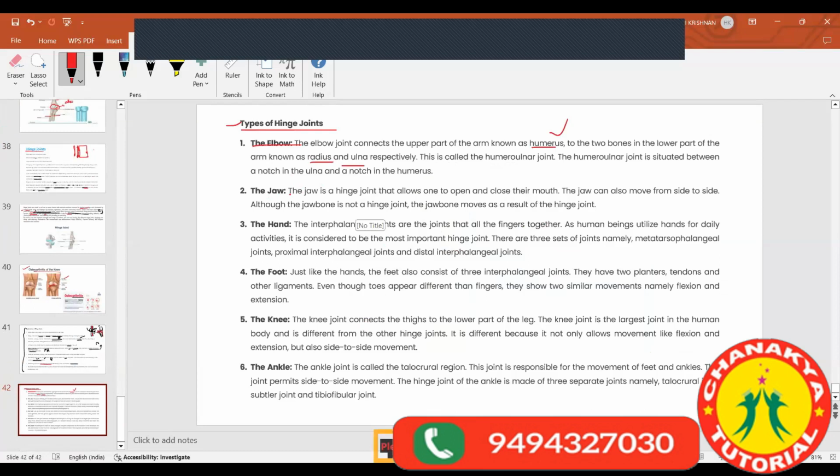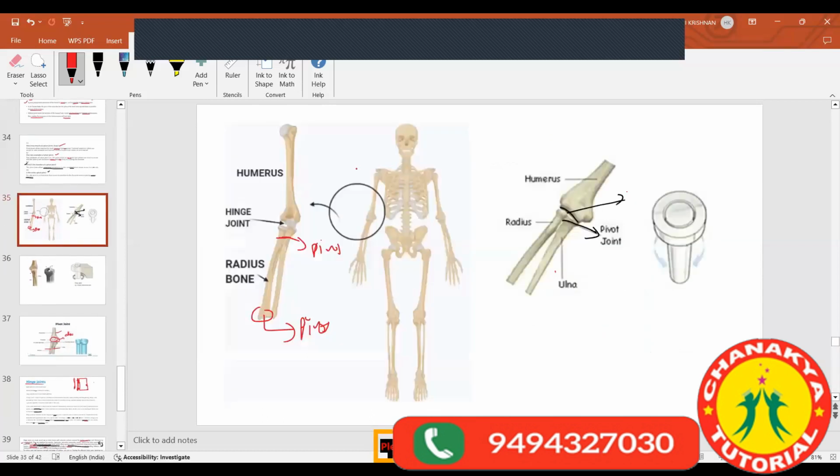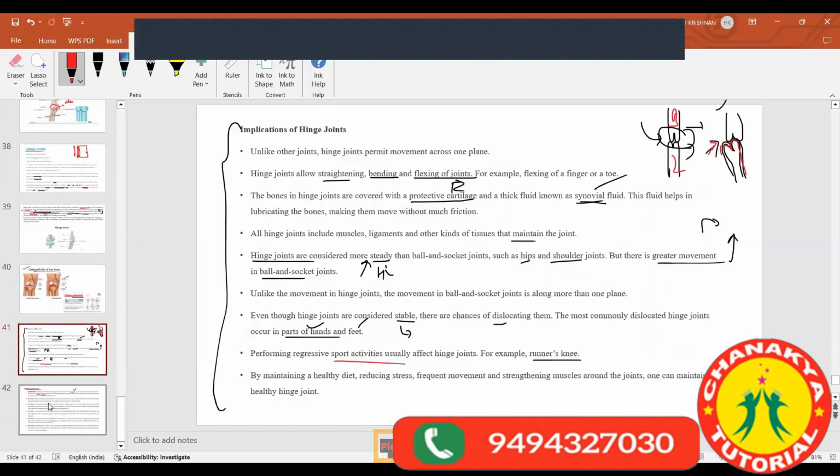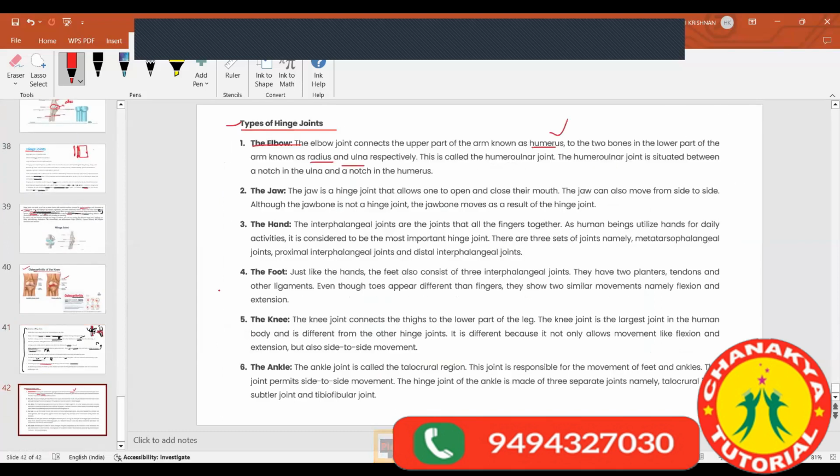Then the jaw. You know what the jaw is, right? It's the lower part of our mouth. We do have hinge joints there.